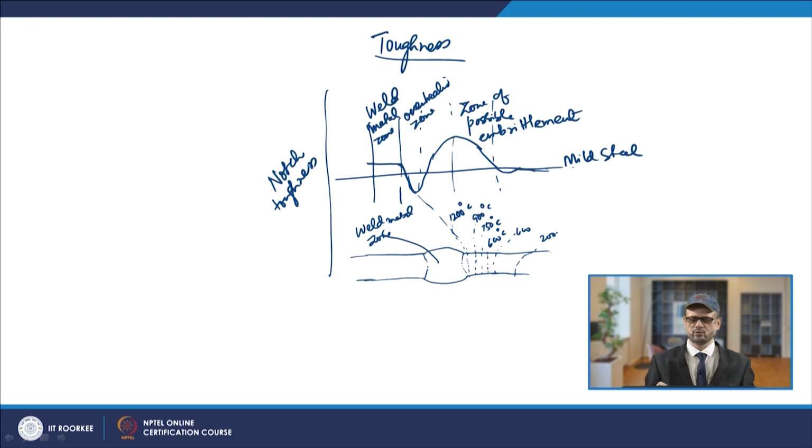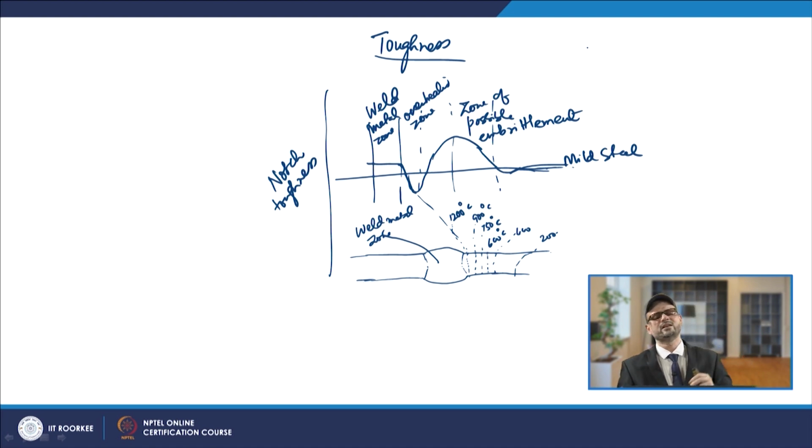After that it comes to a constant value. If you talk about the high strength low alloy steels, that is HSLA, where grain refinement is going on, in those cases the increase in toughness is there towards this side. Here you have the constant value, but in this case your toughness keeps increasing in this region. That is for the high strength low alloy steels.